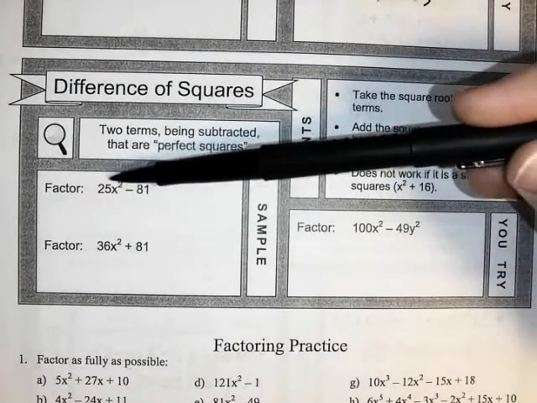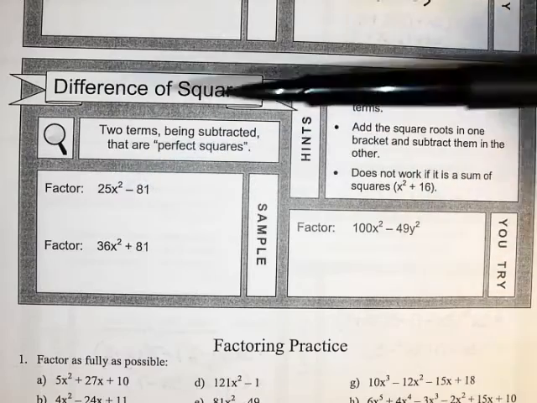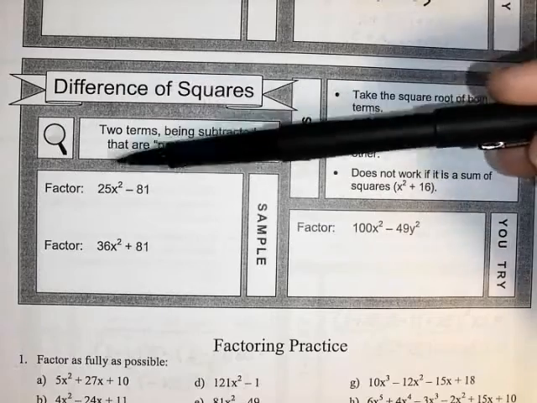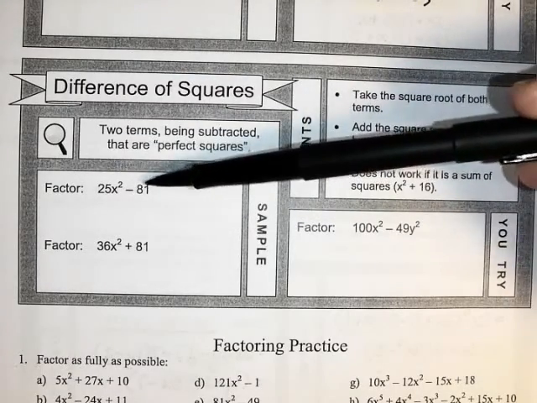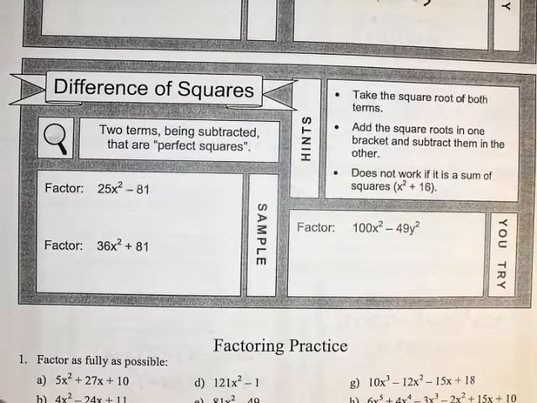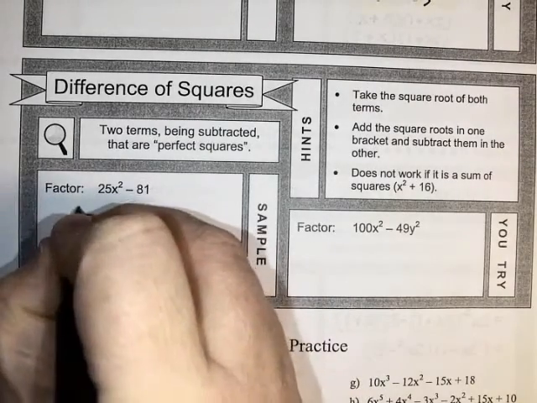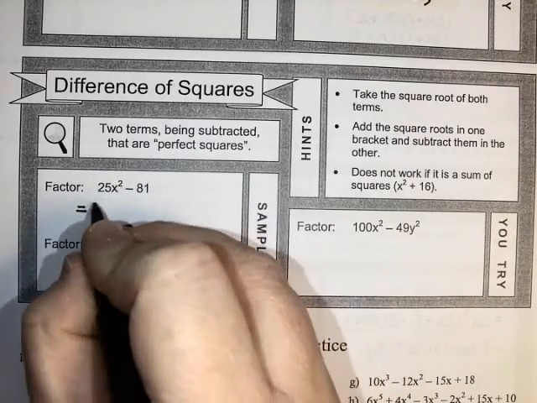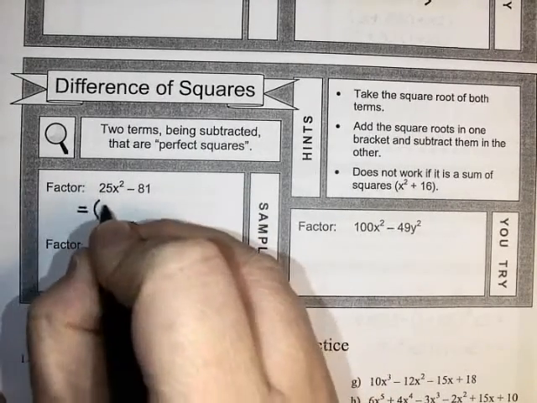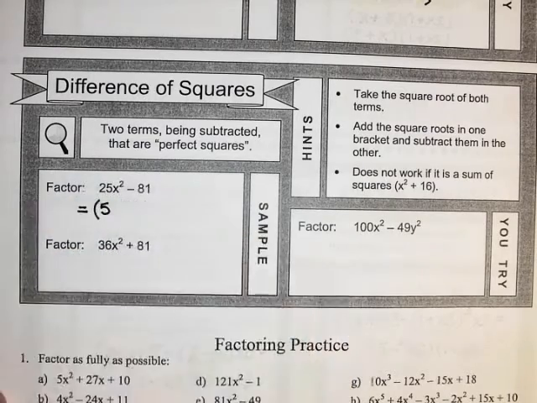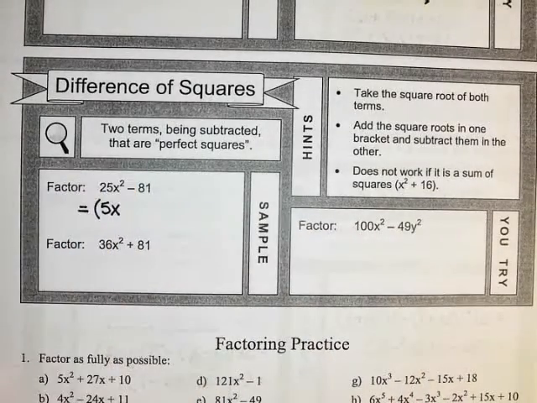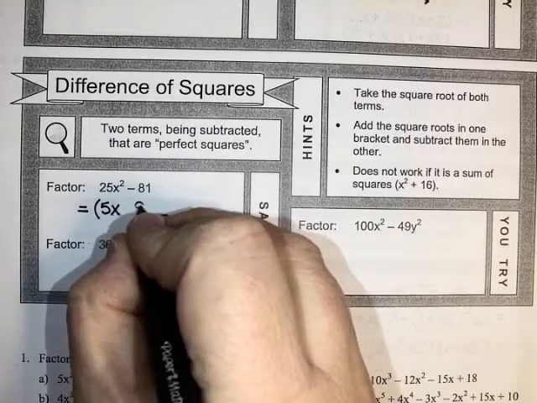If I take a look at the first example, 25x squared minus 81, there are two terms. They are being subtracted, so it's a difference. 25 is a perfect square, 81 is a perfect square, and x has a square on it. The shortcut for doing a difference of squares is that we square root the first term. The square root of 25 is 5. Square root of x squared is x. The square and the square root cancel out. The square root of 81, I don't do negative 81, I just do 81, is 9.